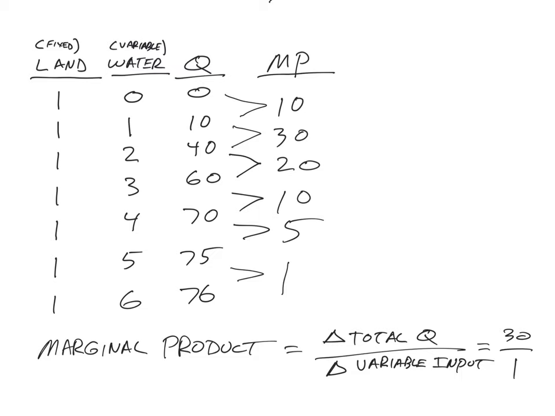Notice, in the beginning, marginal product is increasing. Those first couple of units of water are really doing some good. But notice that even though total output keeps increasing with additional variable input, it is increasing at a lower rate. It's added 30 here, it's adding 20 there. Still increasing, but at a lower rate. That fourth unit only adds 10 units. Fifth unit only adds 5 units. And the sixth unit of water only adds 1 unit to total output. Okay, this we call the law of diminishing marginal returns.